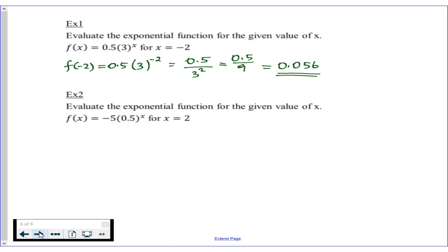So we have f of 2 equals -5 times 0.5 to the power of 2. So 0.5 to the power of 2 is 0.5 times 0.5. Just put that in your calculator and you will get f of 2 equals negative 1.25. Okay. Now, if you know how to evaluate, it's easy to graph. That's why we are learning how to evaluate exponential functions. Evaluation is very, very important. So next we'll see how to graph an exponential function.